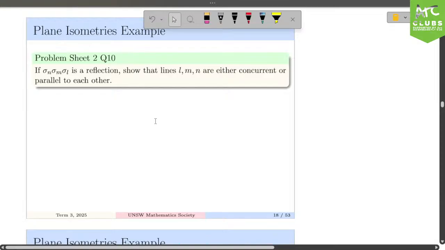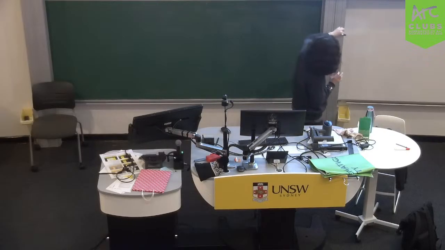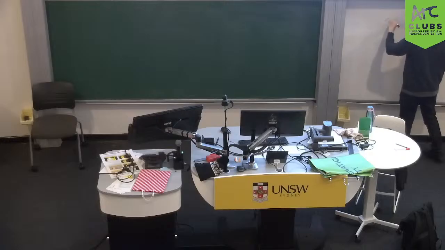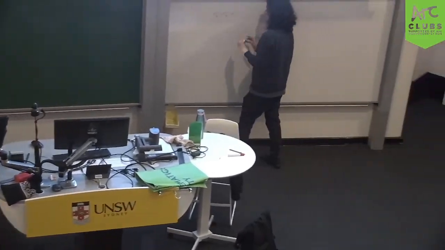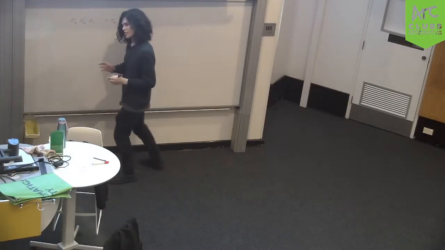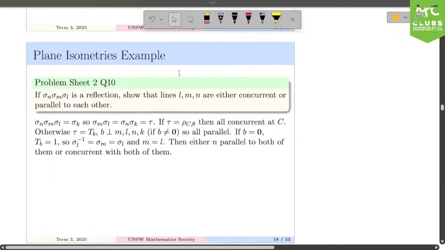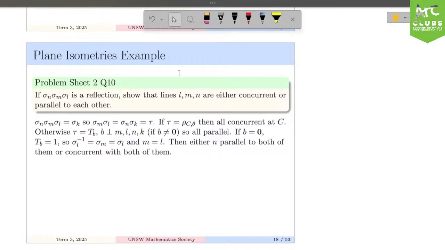Plane isometries. Let's do this proof. We know a lot from the problem set. So, we know that sigma n, sigma m, sigma l is a reflection. Let's express this as just another reflection, sigma k. Now, on both sides we'll apply the reflection sigma n. When we do that, from the properties of reflections, we know these two cancel out.